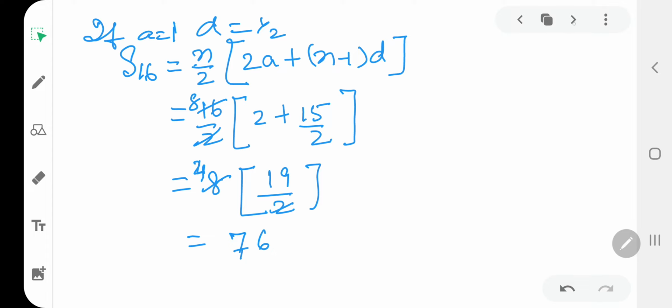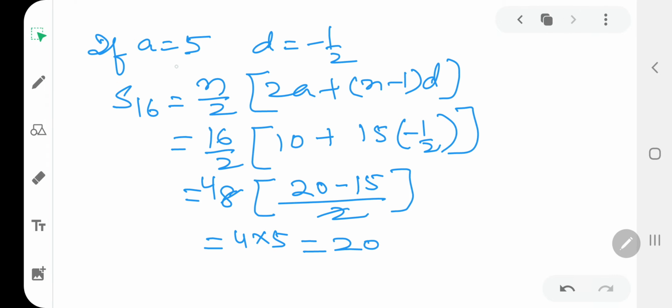And if you take the second case, when a is equal to 5 and d is equal to minus 1 by 2, and you find S16 by the formula n by 2, 2a plus n minus 1 d, you will get that the sum of 16 terms is 20.